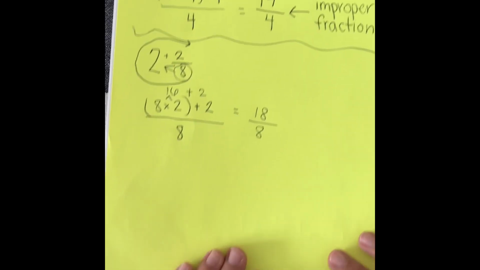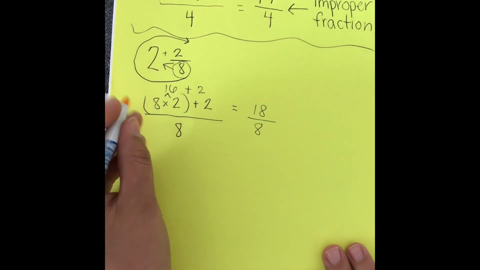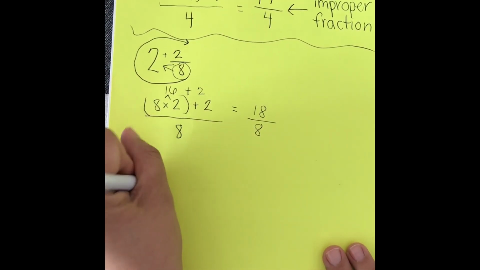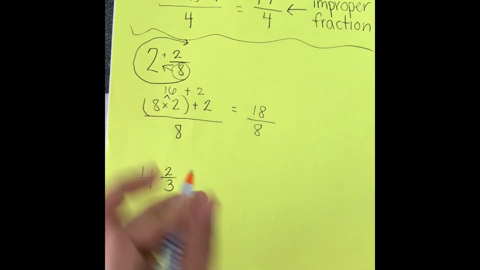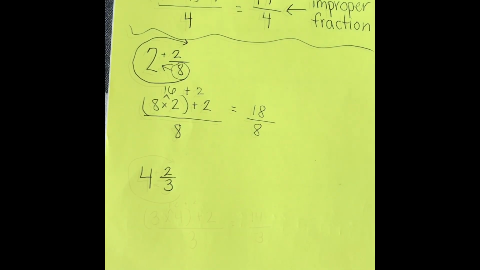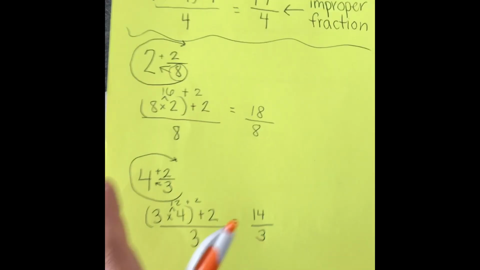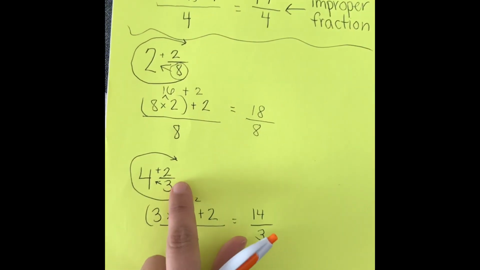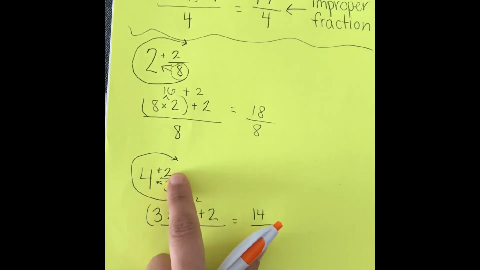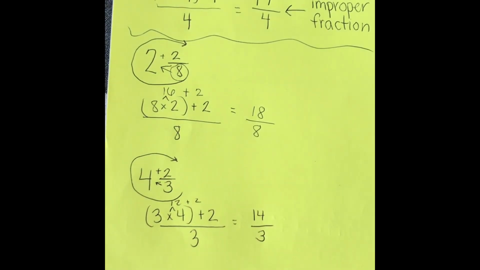Why don't you guys try one on your own? Let's do 4 2/3. Can you convert that to an improper fraction for me? As you use the big C method, what you did was you multiplied 3 times 4, you added your 2, and you should have got 14/3.